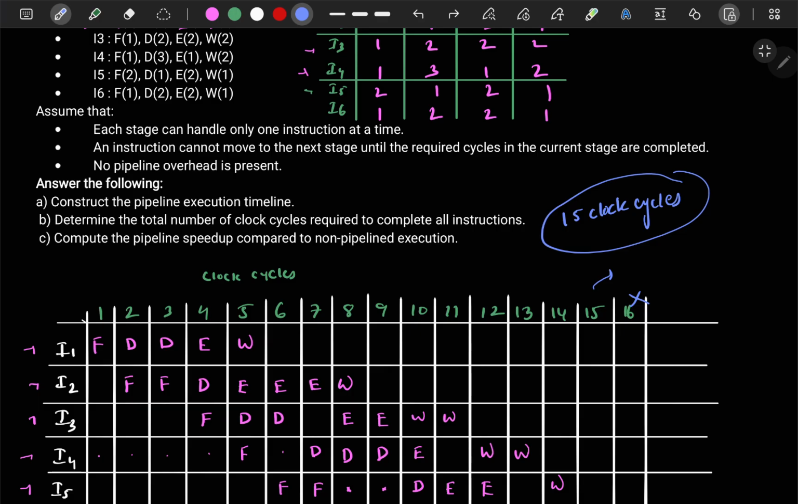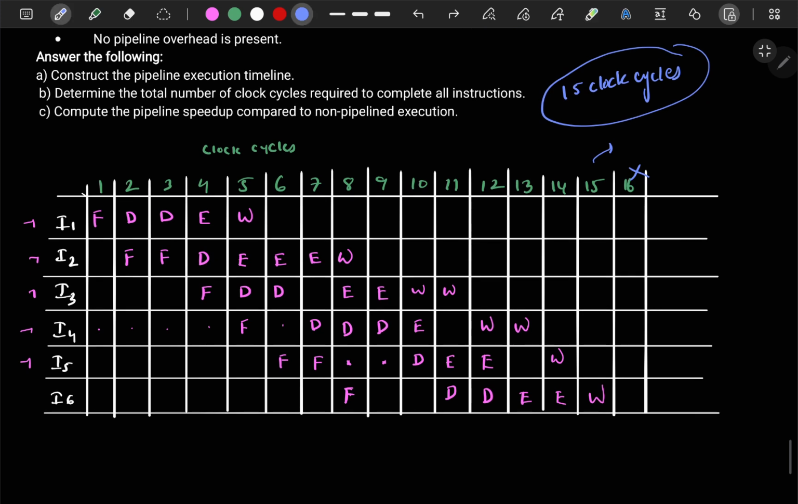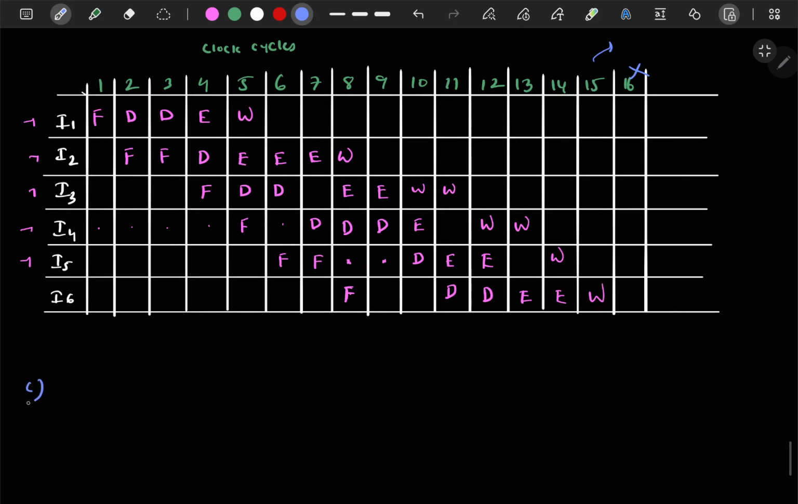Okay, now the next question is to compute the pipeline speed up. You have to compute the speed up compared to the non-pipeline. This part is easy, right? We already know the formula for speed up. Speed up is the time taken without pipelining divided by the time taken with pipelining. Now how do we calculate the time taken without pipelining?